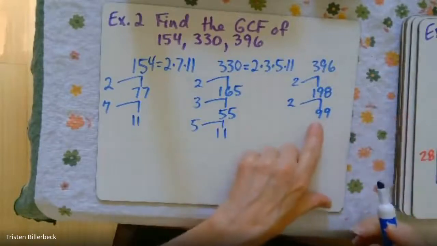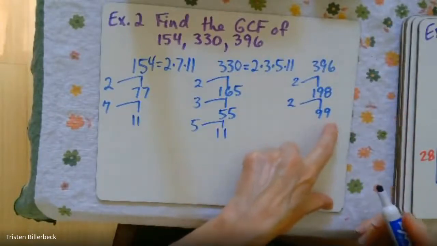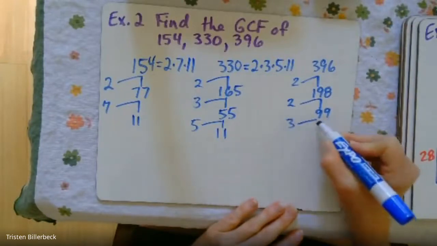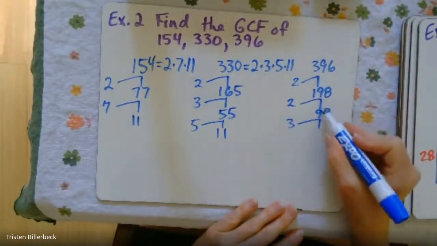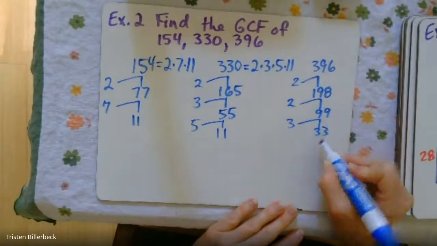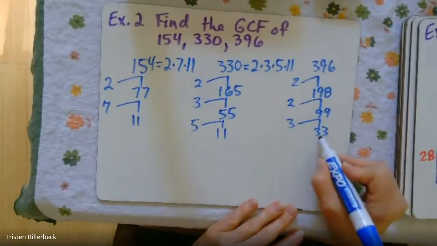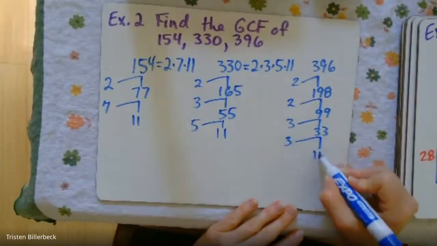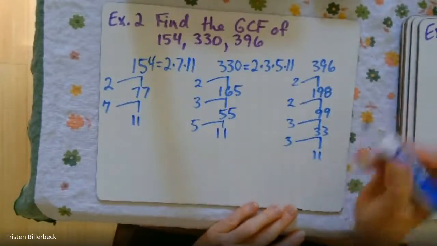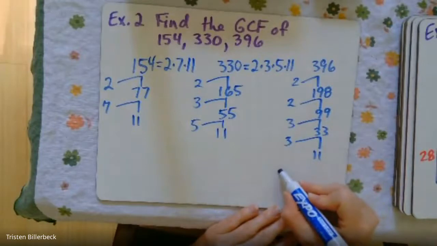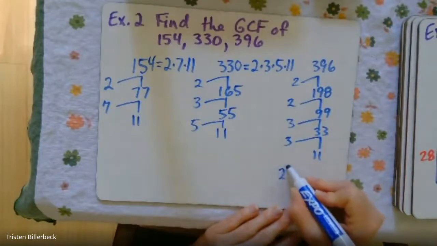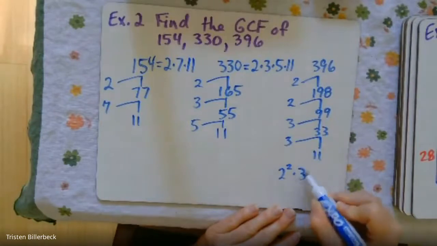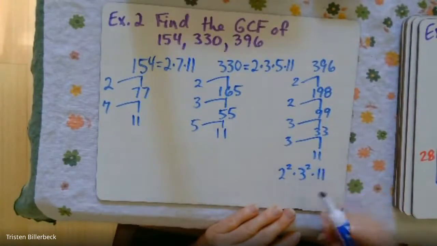So we can try 9 plus 9 is 18. That is divisible by 3, so we can divide by 3. When we do that, we get 33. 3 plus 3 is 6, that's divisible by 3, so we can take a 3 out, and we get 11. So this one prime factorizes, I'll write it here really quickly, so when I erase, I have it: 2 squared times 3 squared times 11.